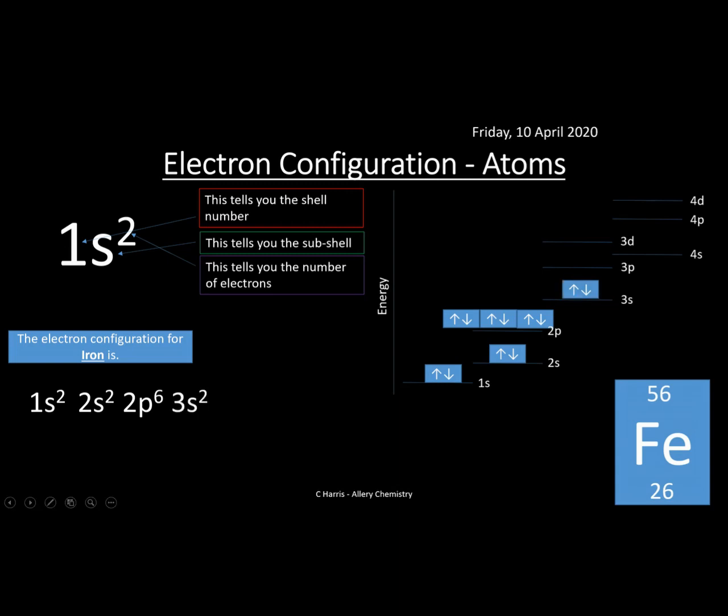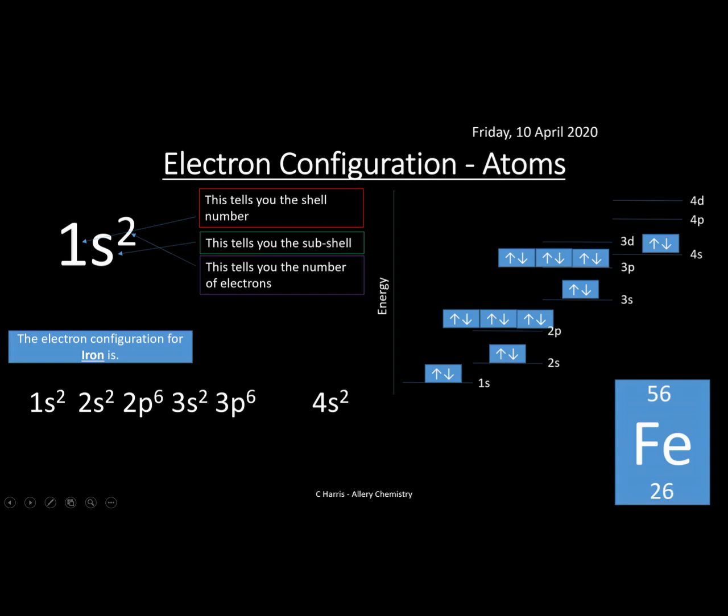We then carry on. We've got shell 3. We've got 2 in the S subshell in shell 3. And shell 3 also has a P subshell as well. So there they are there. And also, it has some in the S. So this is the next one.